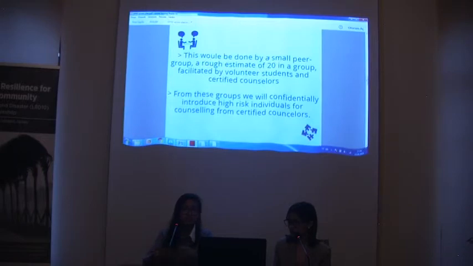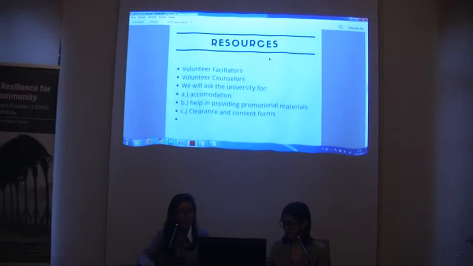Our rough estimate of the small group would be 20, and this would be facilitated by volunteer students and certified counselors in the school, as well as psychology students. And from these groups, we will confidentially refer high-risk individuals for counseling from certified counselors within the school, as well as affiliated organizations. And here are our resources of volunteer facilitators.